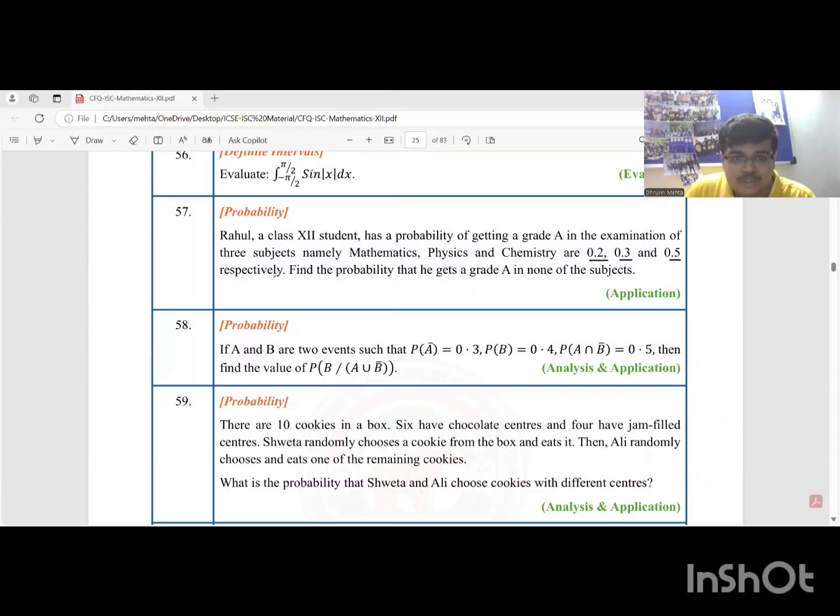So here, students, we have to find the probability of not getting a grade A in any subject. So that is going to be the probability of not getting grade A in math, and so on. So that is 0.8 into 0.7 into 0.5. We're taking the complement and multiplying. That's it. You do the calculation and you'll get the answer.